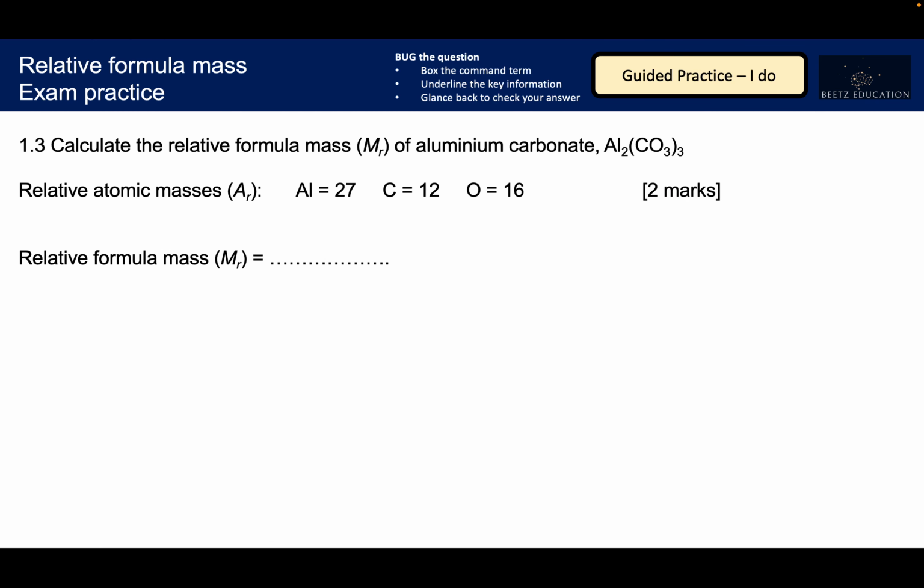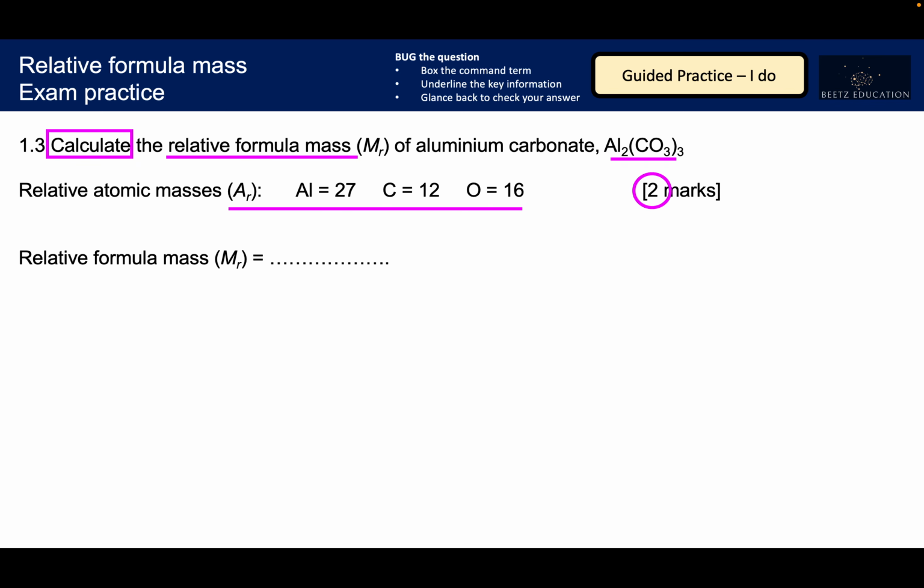So, slightly more challenging one here. I'm going to again do this one where I've been asked to calculate the relative formula mass of aluminium carbonate. Oh dear, I have brackets. This looks a bit more tricky. It's worth 2 marks, so I know it's going to be a little bit more challenging than the first one. Let's have a look at how I'm going to go about doing this.